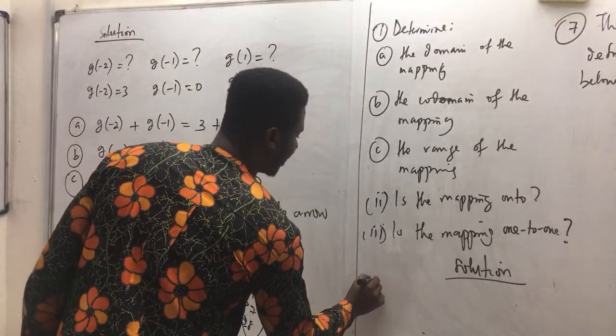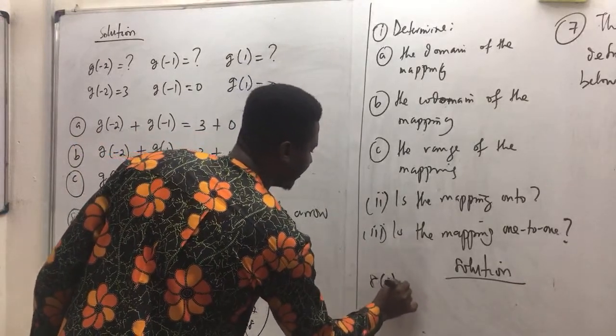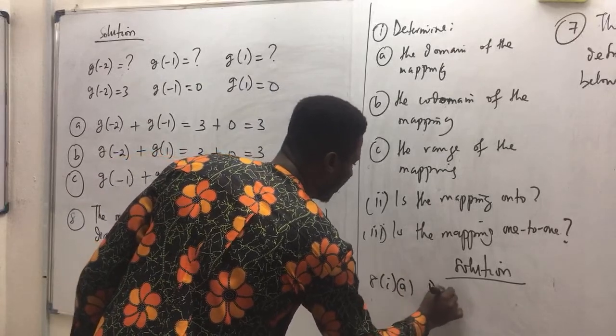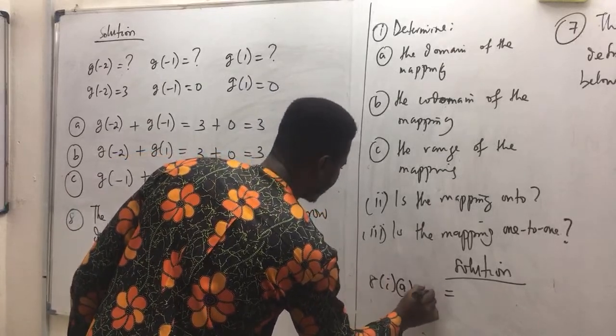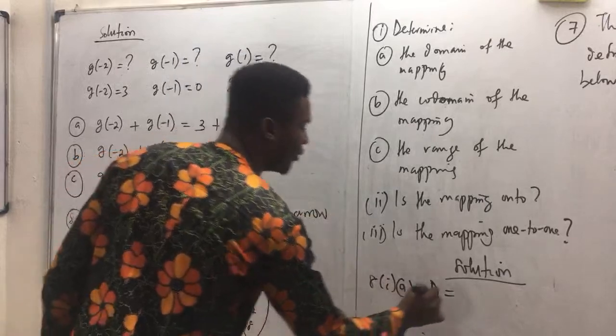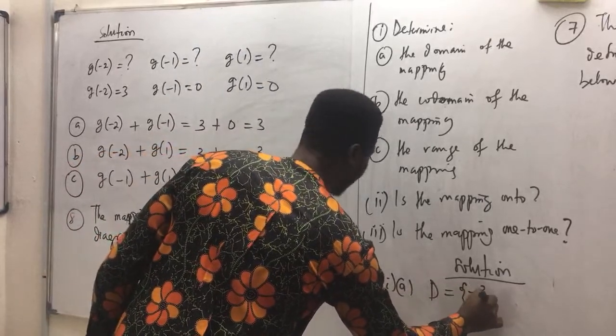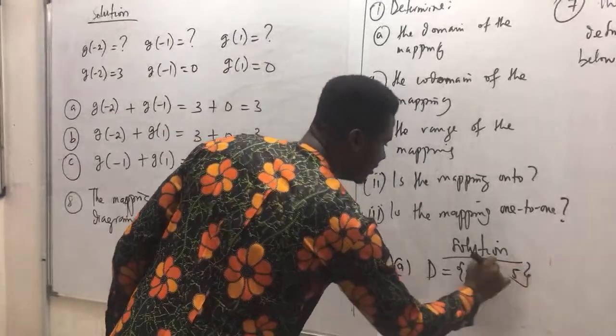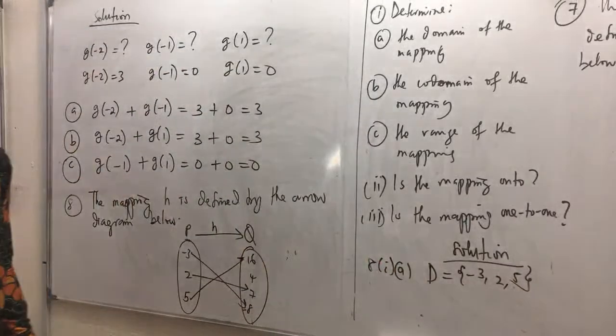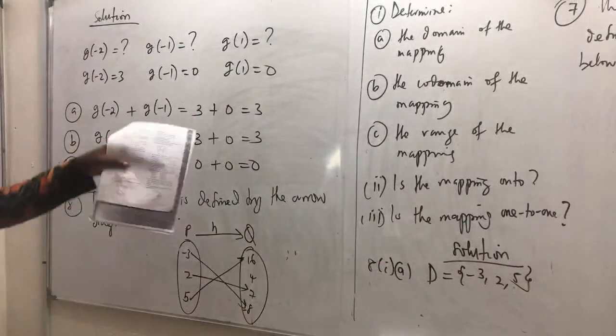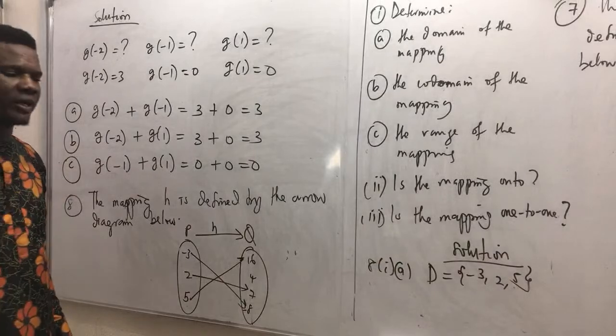So I'm going to put here 8IA, D the domain. Let's use D to represent the domain. The domain will be -3, 2, and 5. This is the domain of that mapping, because it is the set that contains every admissible values of the independent variable.